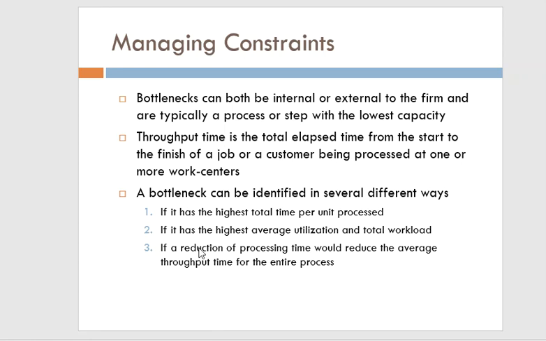We talked a little bit about capacity. That's the most you'll have to know about it for this week, and we will get into it a little bit deeper later on. But a bottleneck can be identified in several different ways. So either it has the highest total time per unit processed, it has the highest average utilization and total workload, or a reduction of its processing time would reduce the average throughput time for the entire process. So what does that mean in terms to understand? It means that you would identify it with a place where you can't go any higher than what is being done.